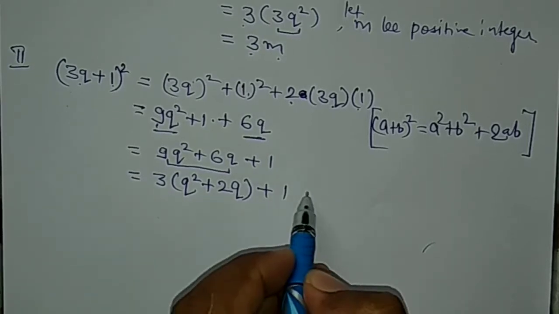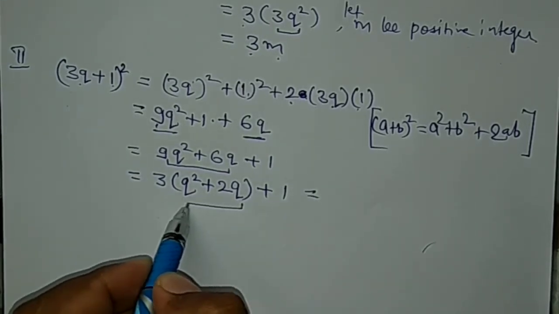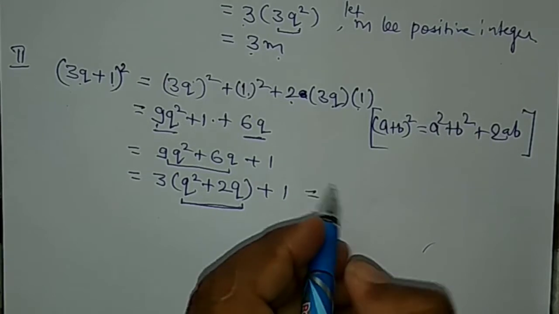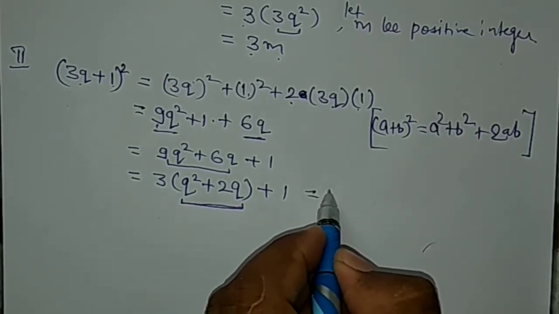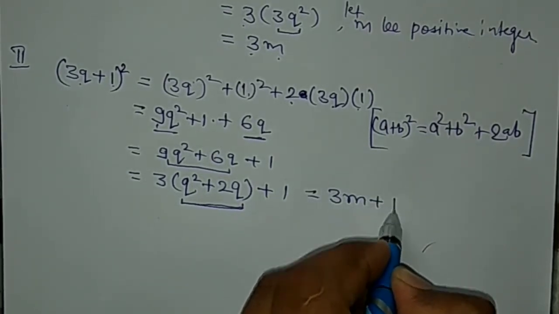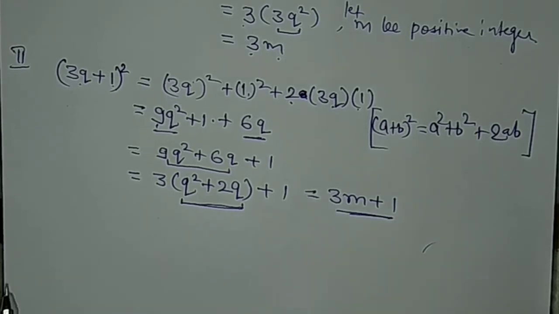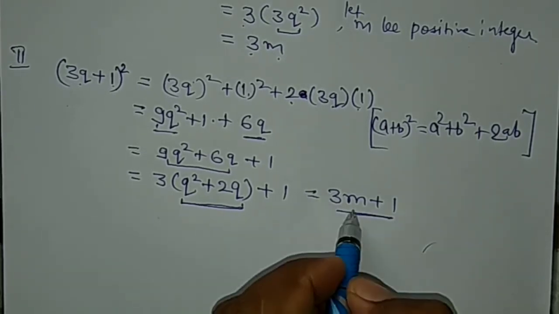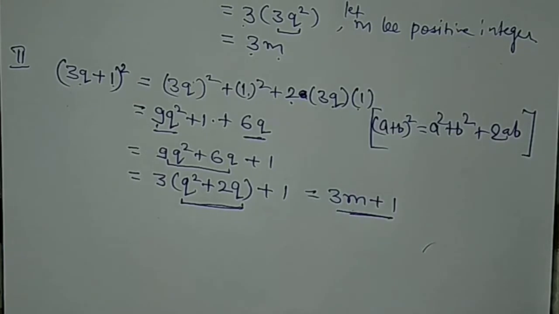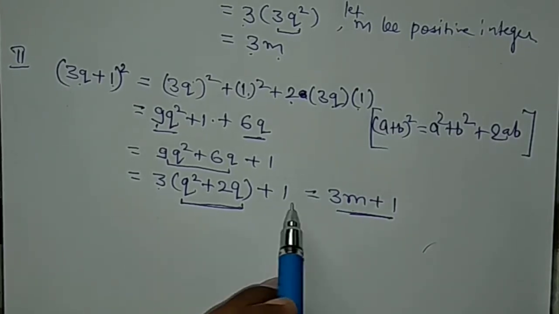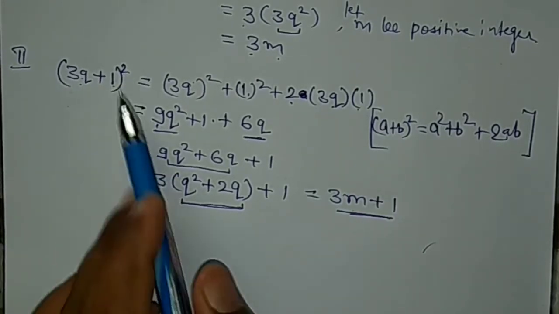Now suppose this is any positive integer, so I am writing this number as m. I am putting this number as m, so it comes here as 3m plus 1. Okay, m is any positive integer, that we already said. So we can write that (3q plus 1) whole square is 3m plus 1.